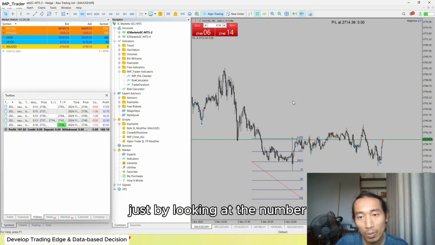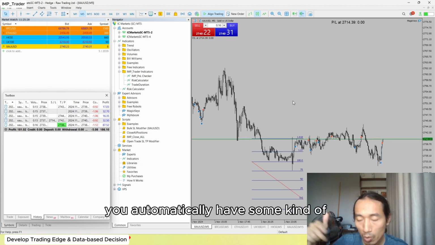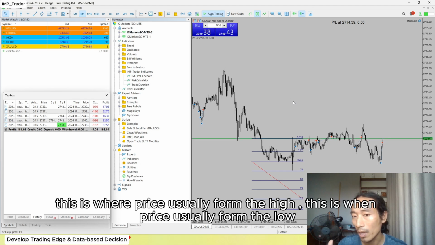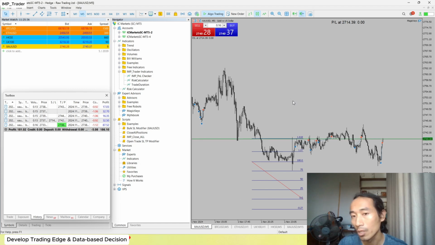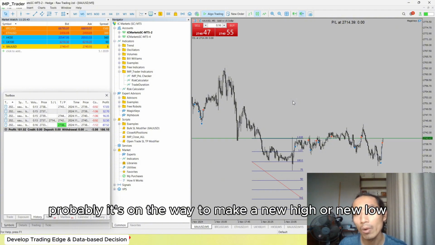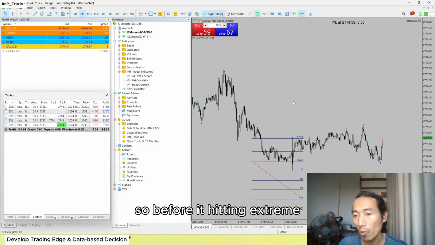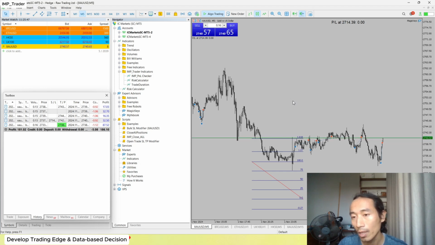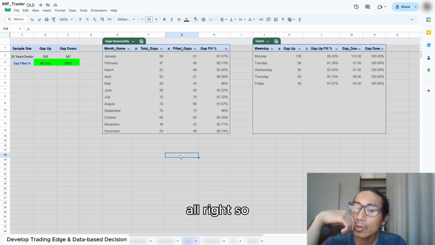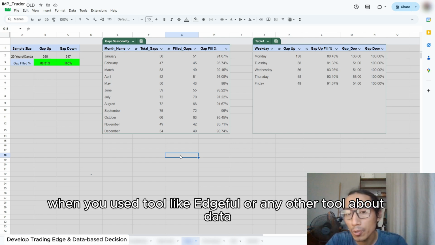Just by looking at the numbers, you automatically have some kind of conclusion: this session is where price usually forms the high, and this one is where price usually forms the low. So if right now there's some kind of impulsive move, it's probably on the way to make a new high or new low. So before it hits the extreme and gives a certain confirmation that I am waiting for, I'm going to stay out.